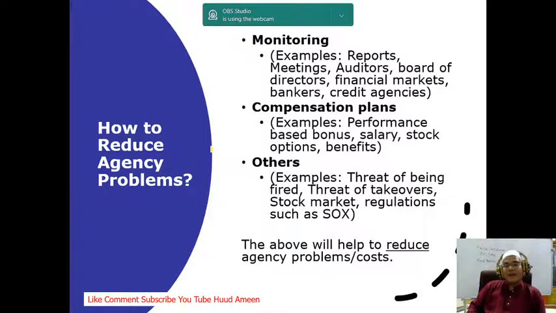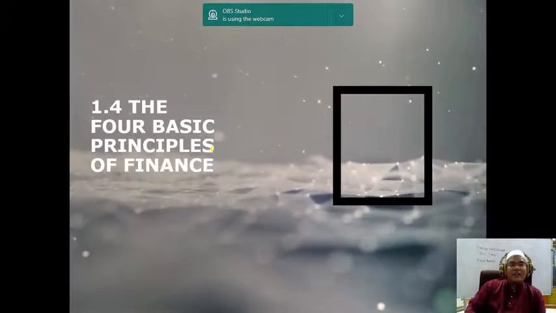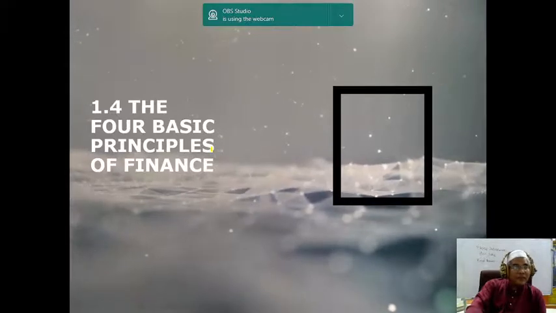Mesti ada problem di antara pengurus dengan pemilik. They must have agency problem between them. This is just how to reduce, not how to eliminate. The four basic. So we finish for part one, and then the four basic principles of finance.